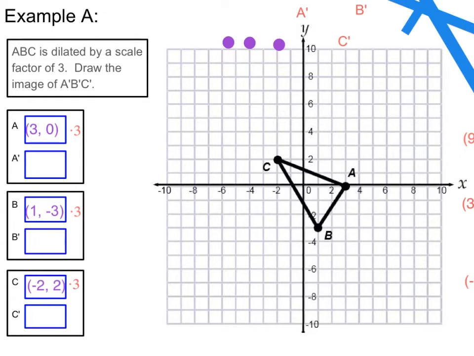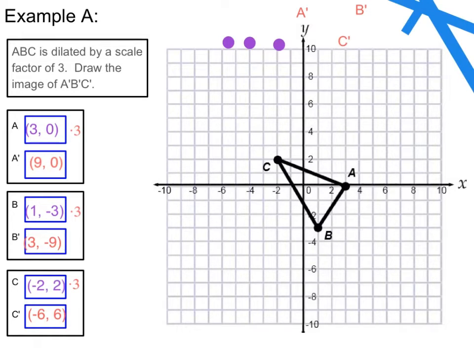So 3 times 3 is 9. 3 times 0 is 0, so I end up with 9, 0. 1 times 3 is 3. Negative 3 times 3 is negative 9. Negative 2 times 3 is negative 6. 2 times 3 is positive 6. So now I've got my points.